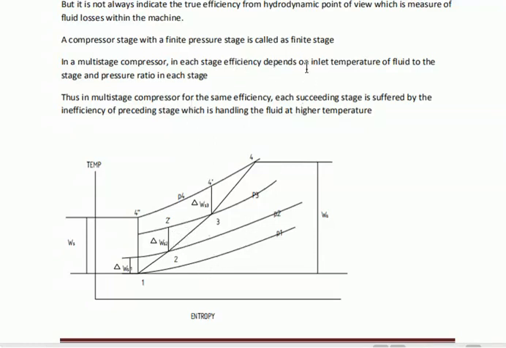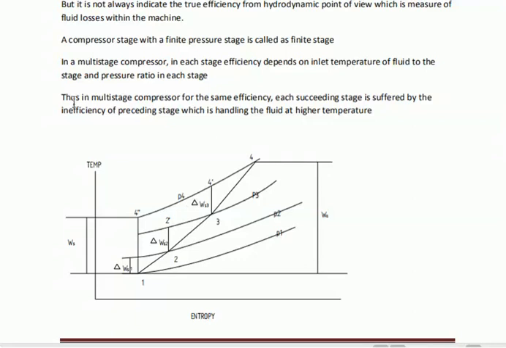Each stage efficiency depends on the inlet temperature of the fluid to the stage and the pressure ratio in each stage. For example, the stage efficiency here depends upon the inlet temperature of the fluid and the pressure ratio of this stage. Similarly for the second stage, and similarly for the third stage.